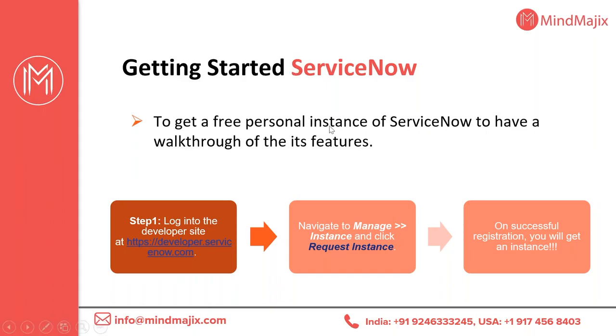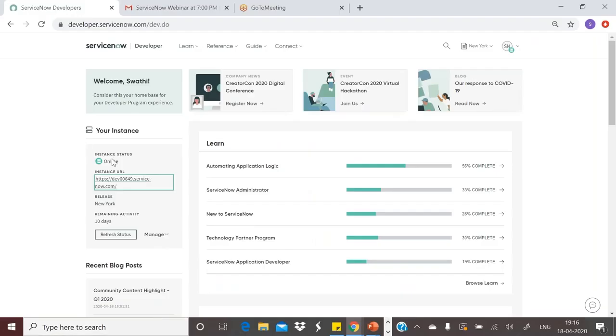The basic thing you have to do is, there are 3 steps. You have to log in to developer.servicenow.com. I have already registered, so I have got an instance, but still, you have to go to developer.servicenow.com and then you will get a manage instance option. But now they have changed their format.